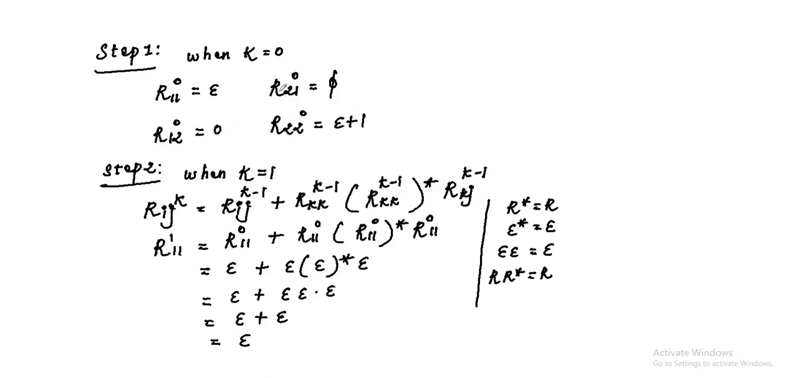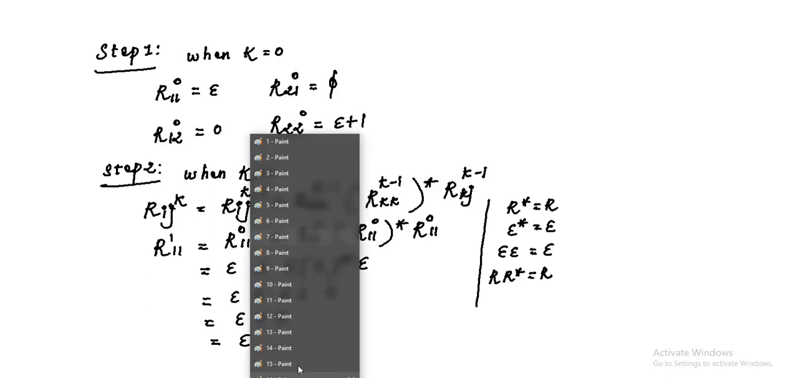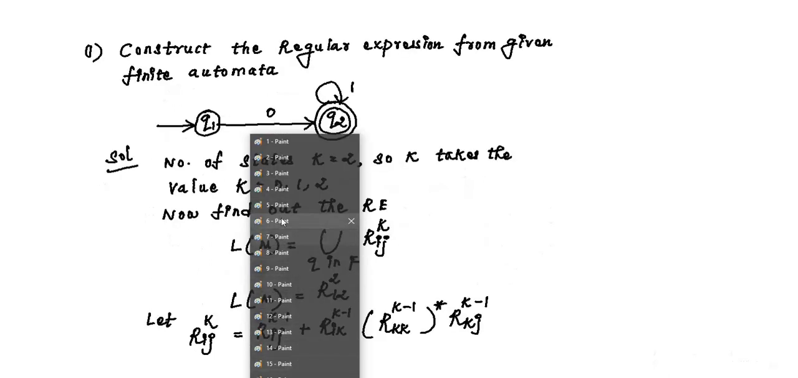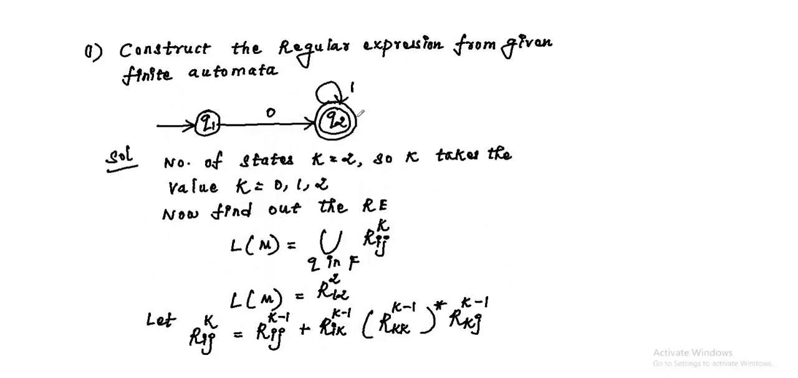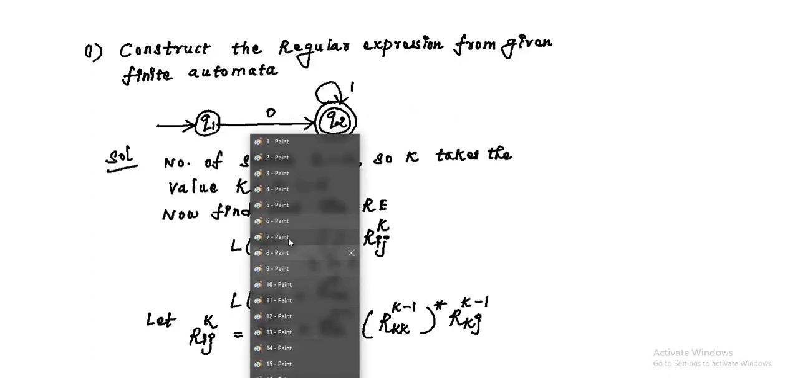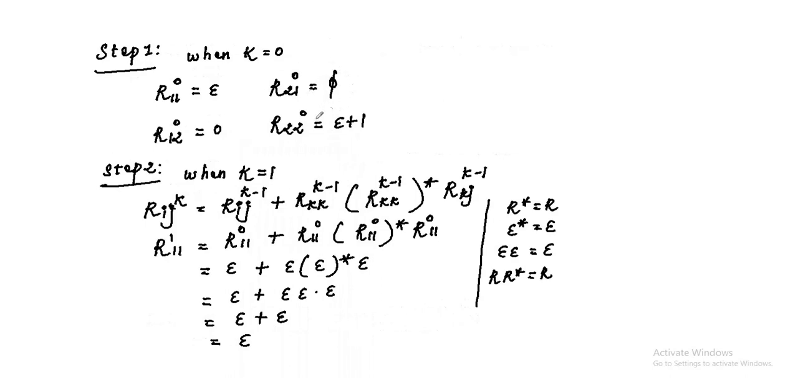Next combination, R21 raised to the power 0. In this transition diagram, for R21, 2 is here and 1 is here. So from 2 to 1 there is no transition, then you put null here. Here null.